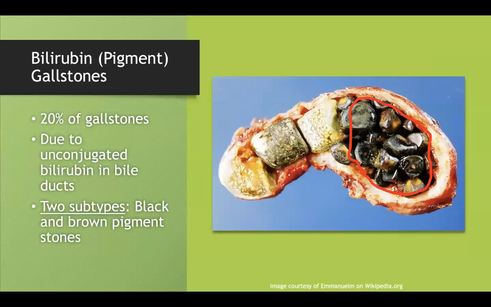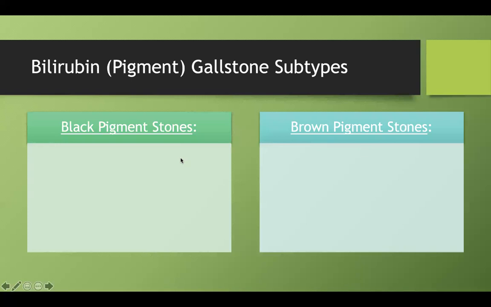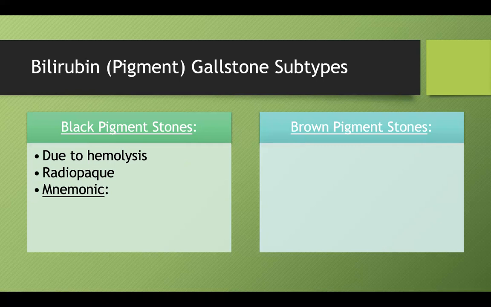And both of these are caused by different processes, but they both ultimately will lead to this unconjugated bilirubin in your bile ducts. So let's go over these different types of pigment stones. So black pigment stones arise due to excessive hemolysis. They're radio-opaque, which means you can actually pick these up on an X-ray. And the mnemonic here that I remember black versus brown gallstones, I remember black by when RBCs crack, the stones are black. So when you have a lot of hemolysis, I remember that as black pigment stones.